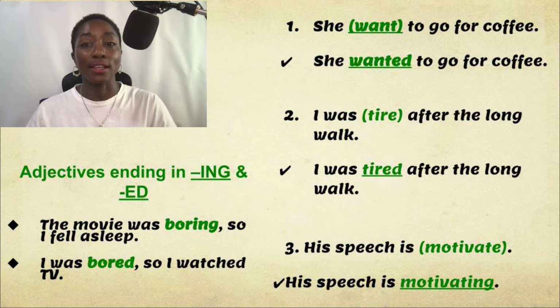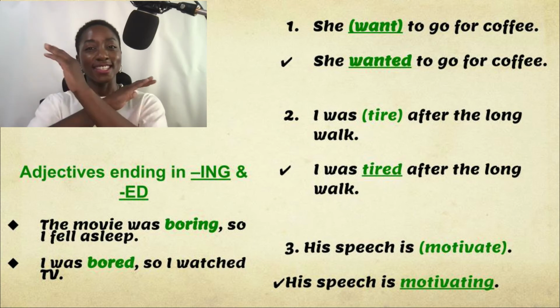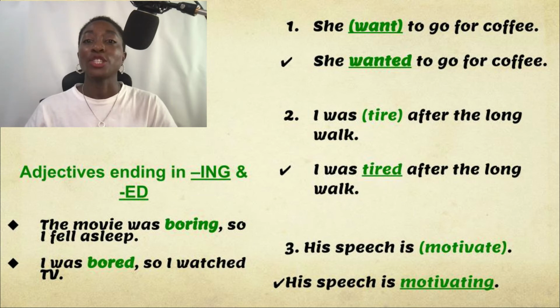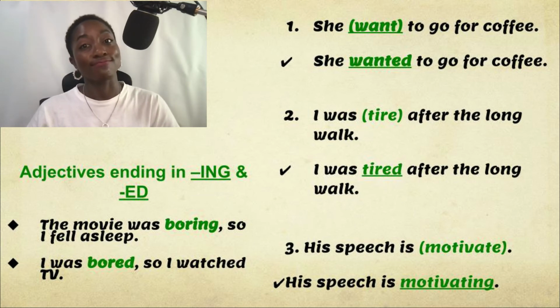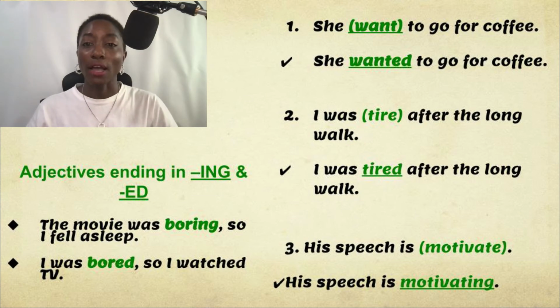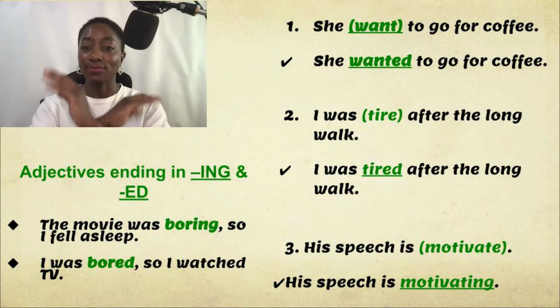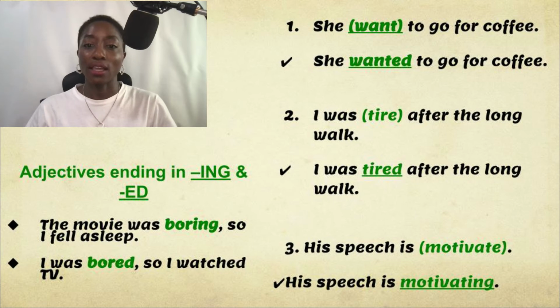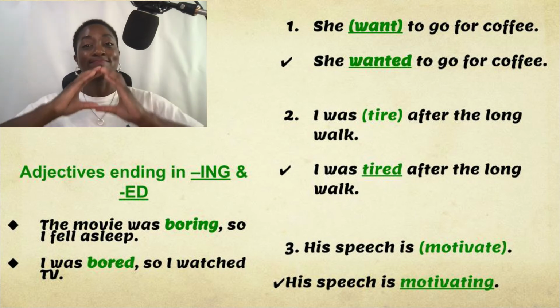Number 1, she want to go for coffee. This is incorrect. We can change it to an ed adjective form of the verb and say, she wanted to go for coffee. This is correct. Number 2, I was tire after the long walk. This is incorrect, but we can change it to the ed form of the adjective and say, I was tired after the long walk. This is correct.